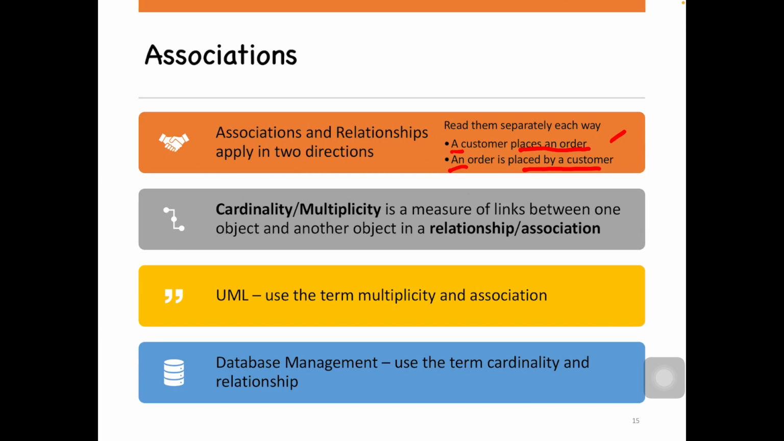Next, the cardinality or multiplicity is a measure of links between one object and another object in a relationship or association. And in UML, we use the term multiplicity and association instead of relationship and cardinality. So in UML, we will use these terms. And in database management, we use the terms cardinality and relationship.